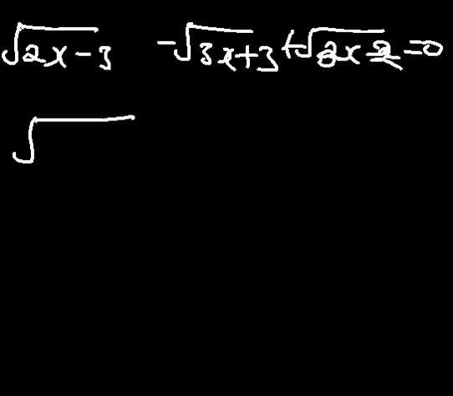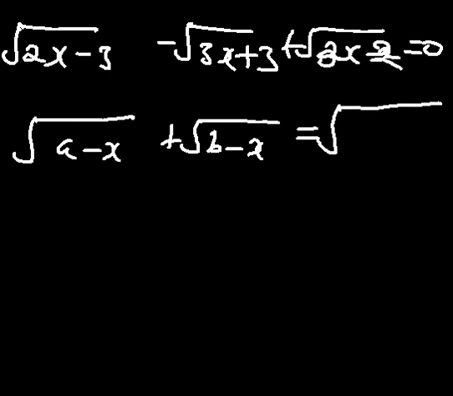The square root of a minus x, plus the square root of b minus x, is equal to, let's say, the square root of a plus b minus 2x. Now, how can you solve for x in that way? So try that one out on your own time.